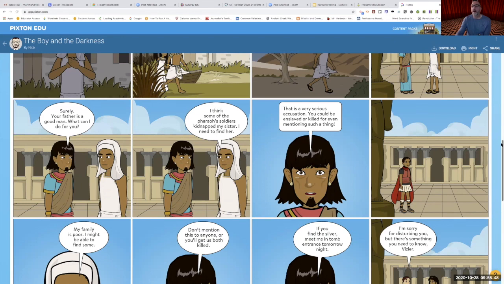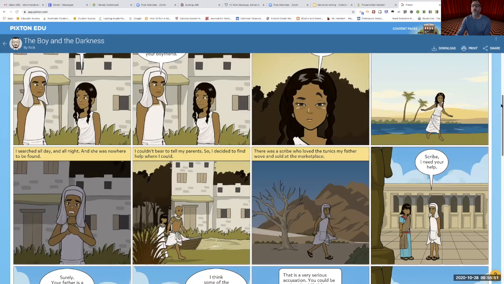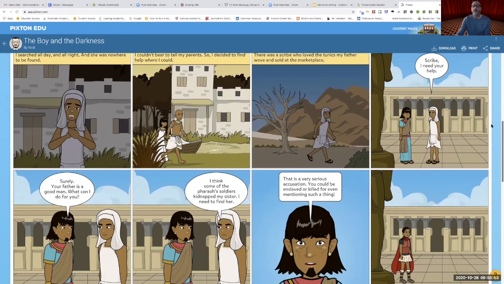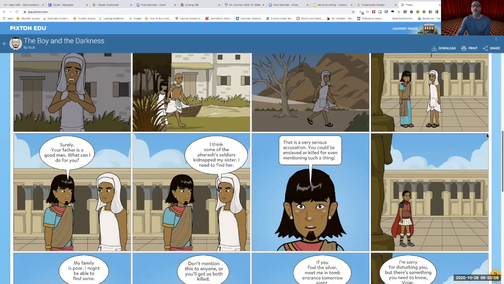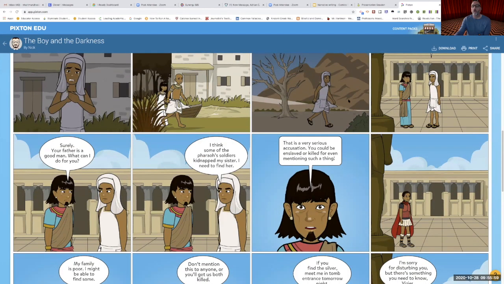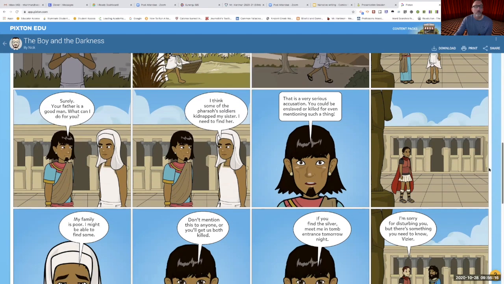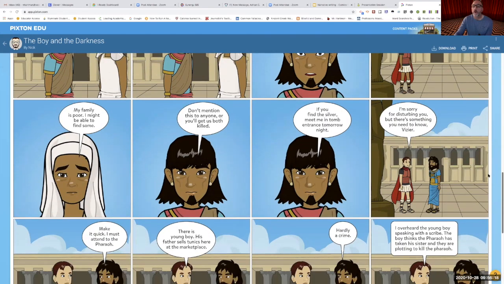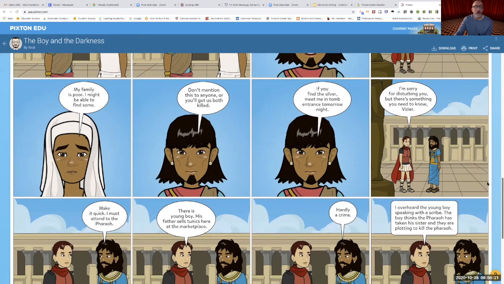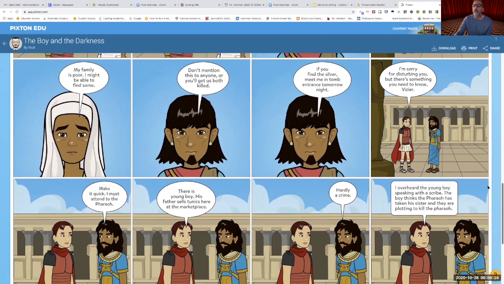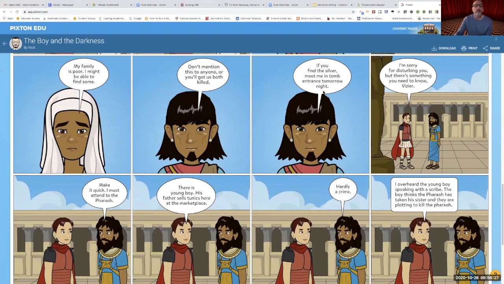So again, yesterday I said that I'm missing a panel. There needs to be a clue that Safir can see, or a moment where Safir gets information that he thinks she was kidnapped by Pharaoh's soldiers. That is a very serious accusation. You could be enslaved or killed for even mentioning such a thing. Okay, and then that's where I stopped, and then I picked it up with this right here.